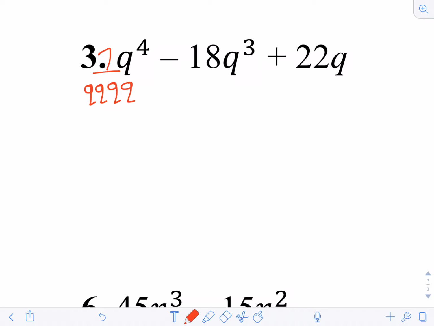So I'm not even going to bother doing my little family tree here with the 18. All I'm going to worry about are my variables. So I have 3 Q's and I have 1 Q. So the only thing I can pull out of all 3 of these is this Q. So Q, Q, and a Q. So I'm going to pull that out.